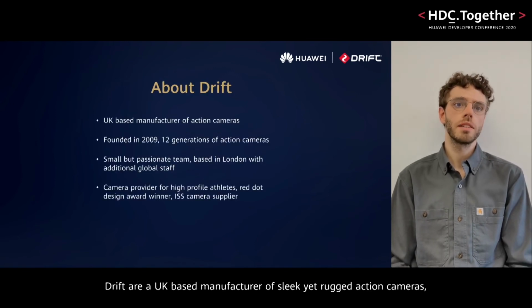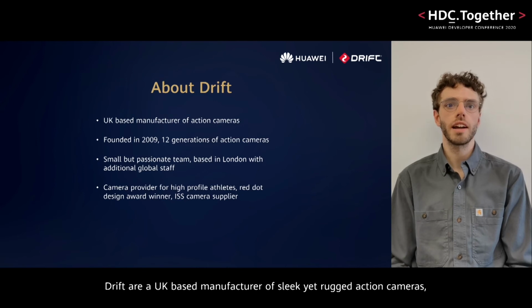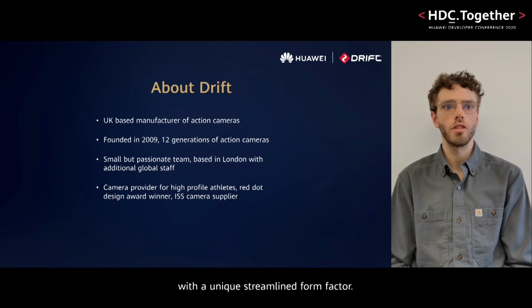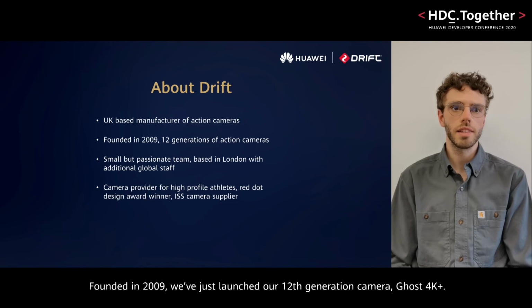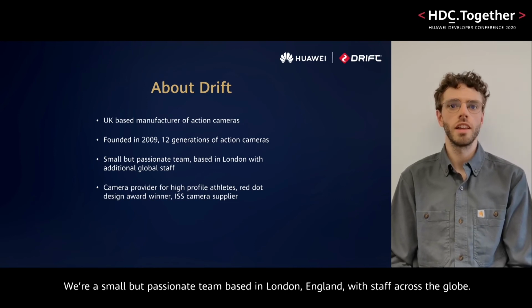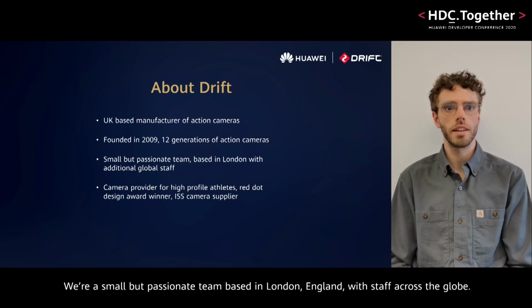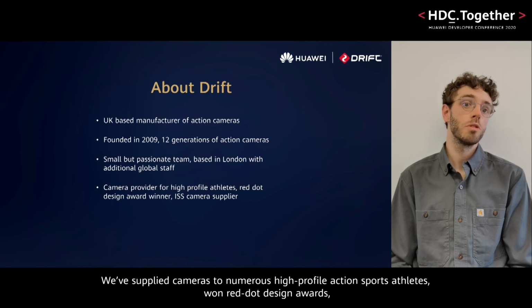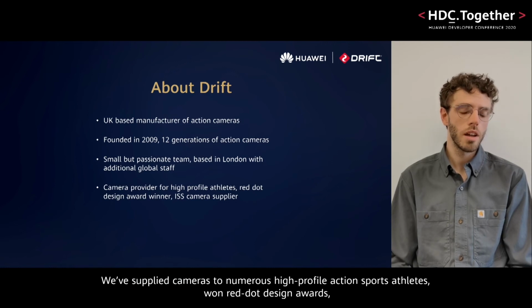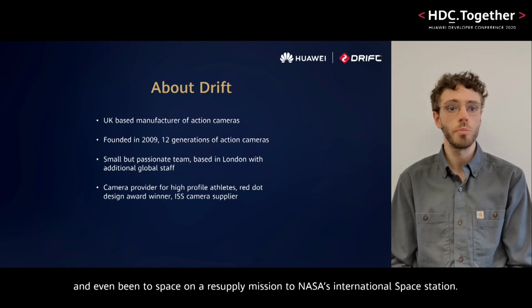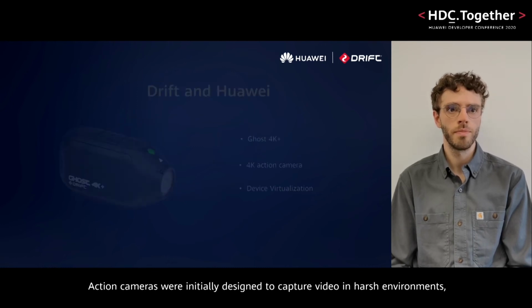Drift are a UK-based manufacturer of sleek yet rugged action cameras with a unique streamlined form factor. Founded in 2009, we've just launched our 12th generation camera, Ghost 4K+. We're a small but passionate team based in London, England, with staff across the globe. We've supplied cameras to numerous high-profile action sports athletes, won Red Dot Design Awards, and even been to space on a resupply mission to NASA's International Space Station.